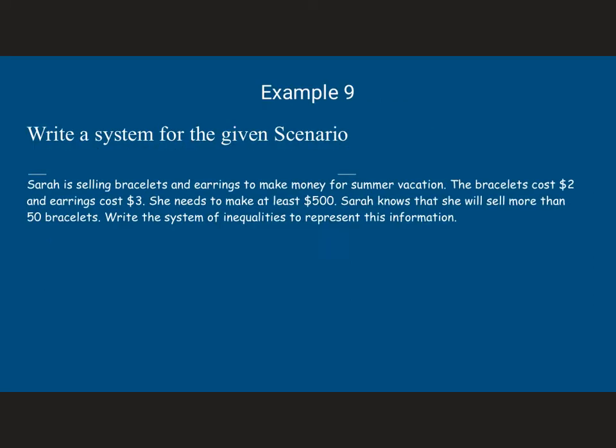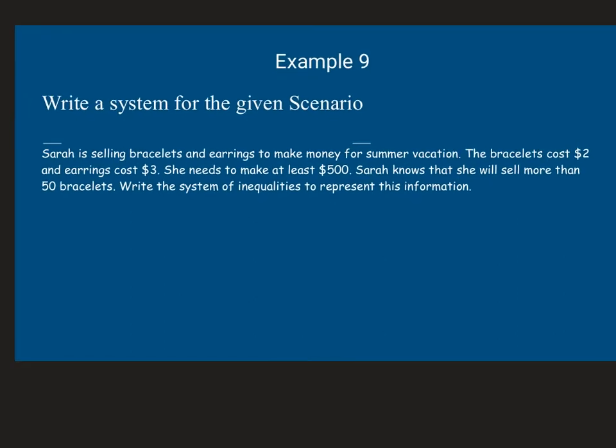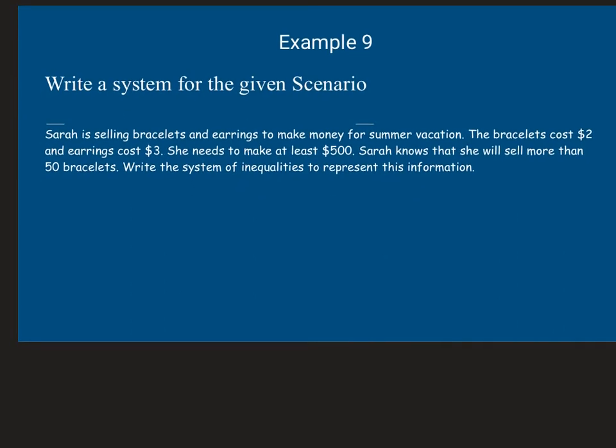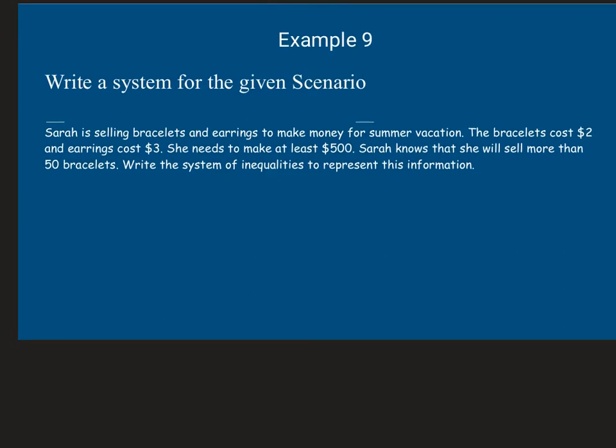Now, we've got another example right here. If you'd like to write it out, solve it on your own first, or let's go ahead and do it together. So Sarah's selling bracelets and earrings to make money for summer vacation. The bracelets cost $2 and earrings cost $3. She needs to make at least $500. Sarah knows that she will sell more than 50 bracelets. Write the system of inequalities to represent this system. So, let's use CUBES, circle my numbers of $2 and $3.